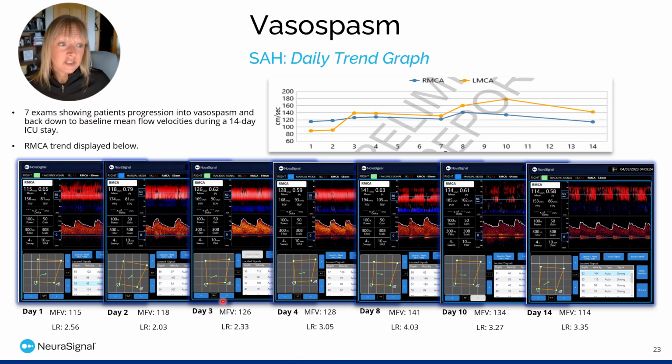With vasospasm, it's important to see the day-to-day trending. So we will look for the highest mean velocities and Lindegaard ratios from each day. And we will have a trend display on our reports that will show a quick view of what day the mean velocities significantly increased.